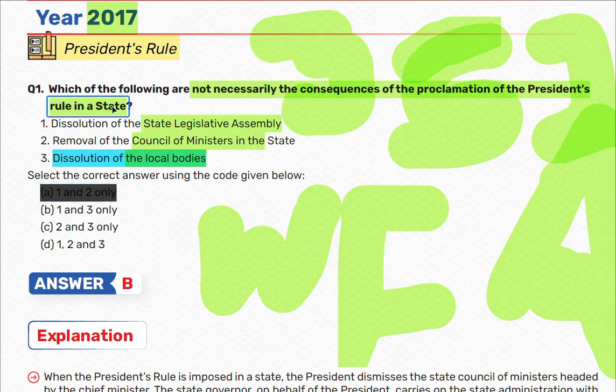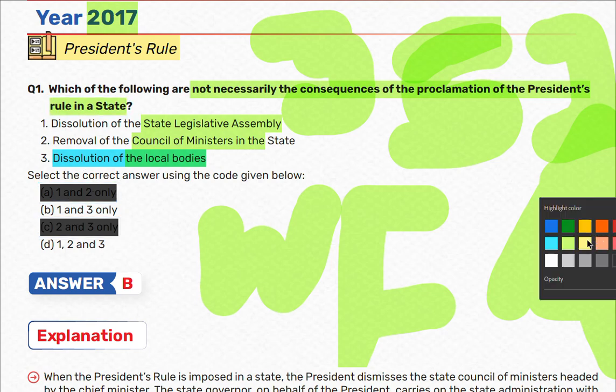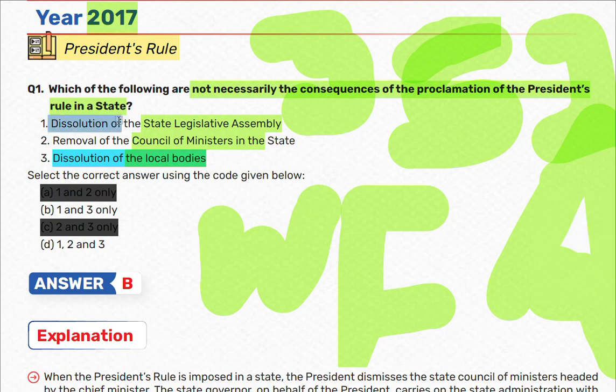Now let us see one by one. Dissolution of the state legislative assembly. Again, it is not necessarily the case that dissolution of the state assembly happens, so it is also correct in the sense that it cannot be the necessary consequence of the proclamation of President's rule in the state. You see, B and D have statement 1, C does not. So we are left only with B and D, 50-50%. Statements 1 and 3 are common, which means they are 100% correct, which we have already done.